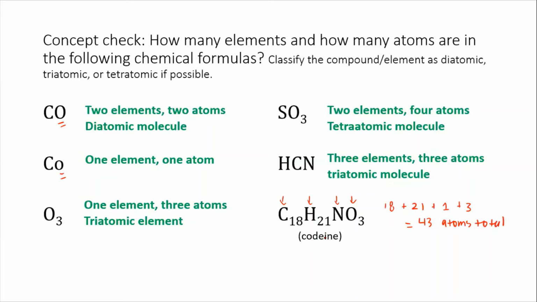And we don't expect you to be able to name or classify molecules based on the number of atoms above 4. Tetraatomic is as high as I expect you to be able to go. So we wouldn't expect you to know what a 43 atom molecule would be called. Just check our answer on this one quick. Yeah, perfect.